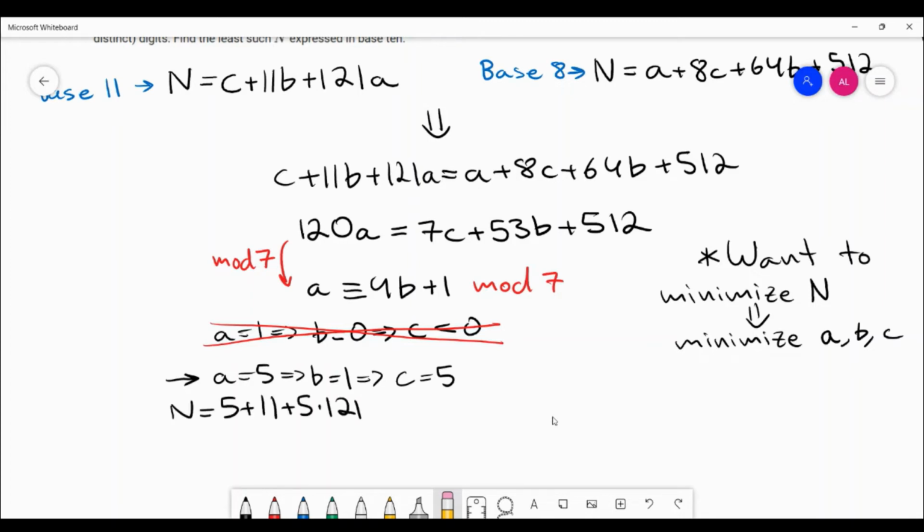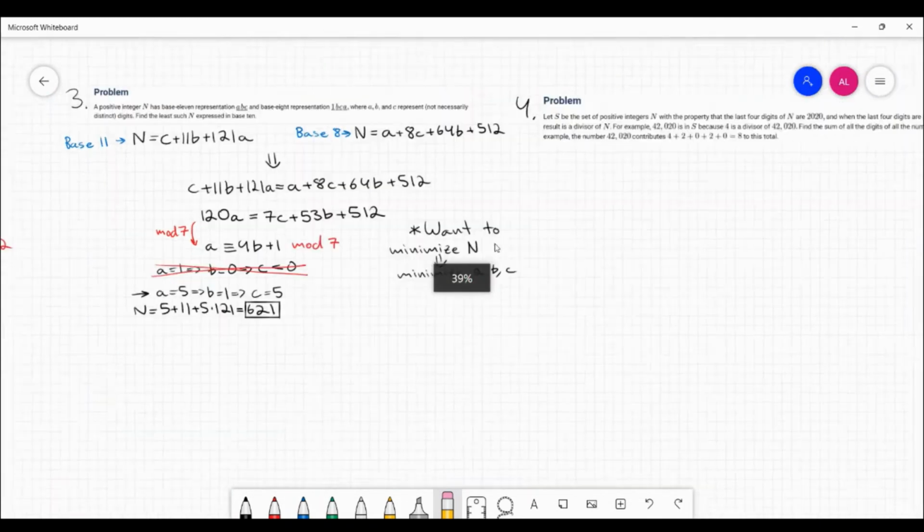So now we want the base 10 representation of n, so we can plug these digits back into this. And we have that n is equal to 621.